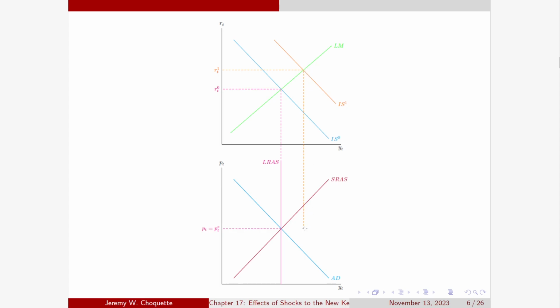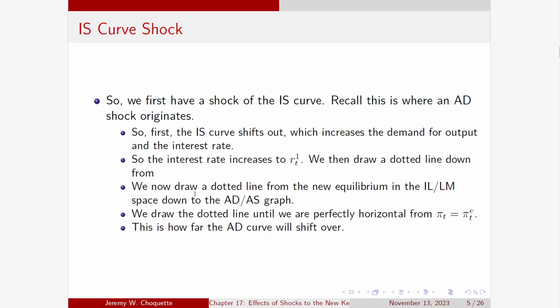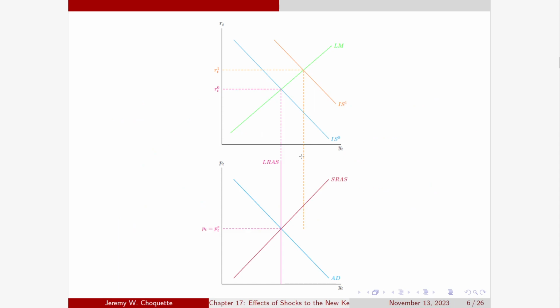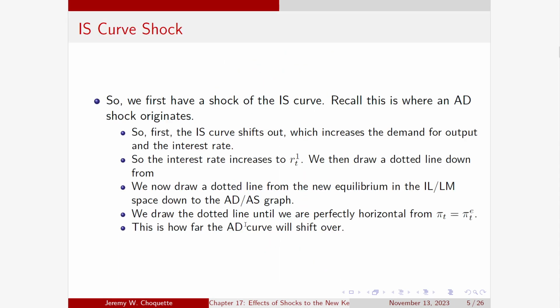We're going to draw it all the way down to where aggregate demand and aggregate supply are. Now it's going to go all the way down to where it is perfectly horizontal from the intersection of the long run aggregate supply, short run aggregate supply, and aggregate demand. So we draw it all the way down to where we could just draw a horizontal line over to this current and expected price level. So then we're going to draw that dotted line downward into the ADAS graph, which right here is this orange dotted line.